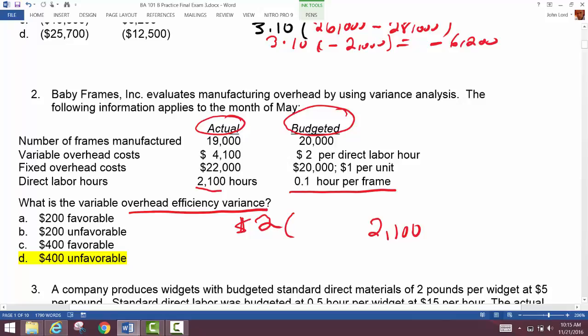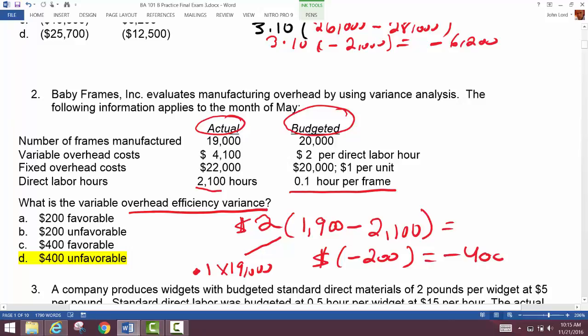Say it again. 0.1 times the actual number of frames, right? That's how long it should have taken me to make up these frames, right? Okay. And so what's that, 1900? Okay. So 1900 minus 2100, what's that, 200? So $2 times a negative 200 is going to give me negative 400, right?